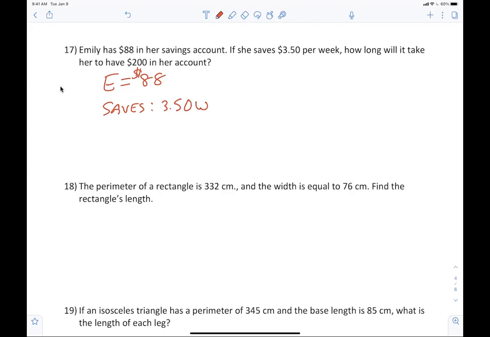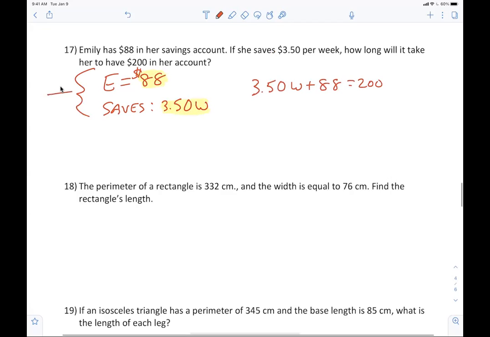So this is how much money she has. This is how much she's going to be saving. I want her savings to total what? 200. So how do I write the equation? 3.50 W plus 88 equals 200. Wow, that actually sounded really good. That's exactly right. Now, for those of you who are like, man, do I really have to write all that? No, I don't. I think that was just pretty straightforward. Does everybody agree with that?